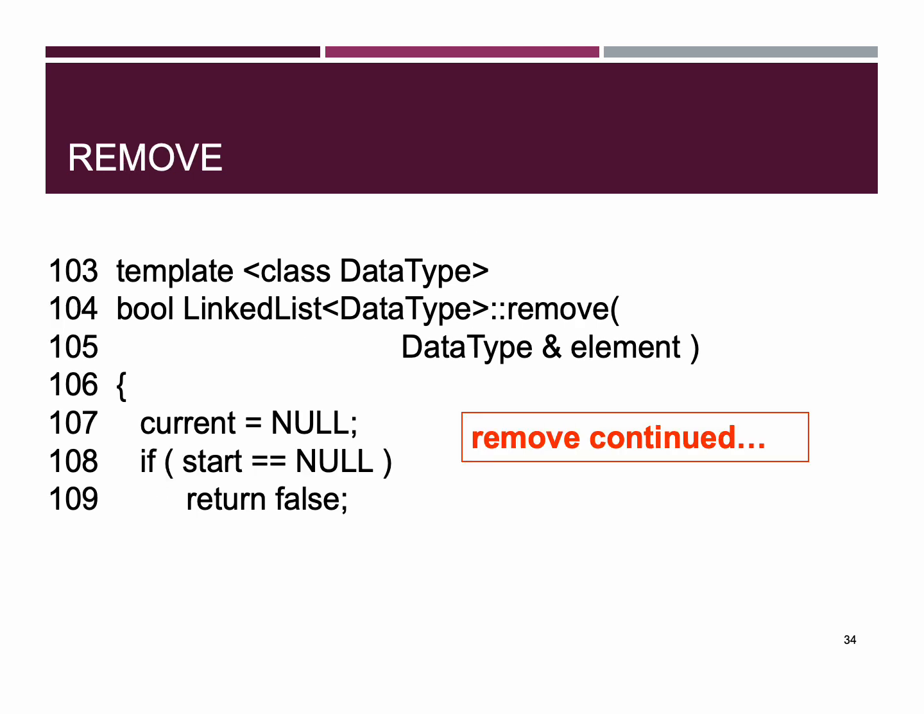Next, we have remove. The function begins by setting current to null, ensuring that we are not currently pointing to any node in the list. Next, it checks if the start pointer is null. If start is null, it means the list is empty and there is nothing to remove. In this case, the function returns false, indicating that the operation could not be completed because the list is empty.